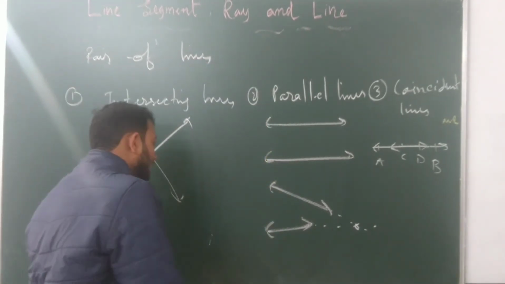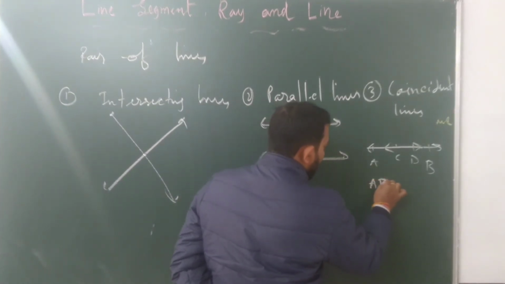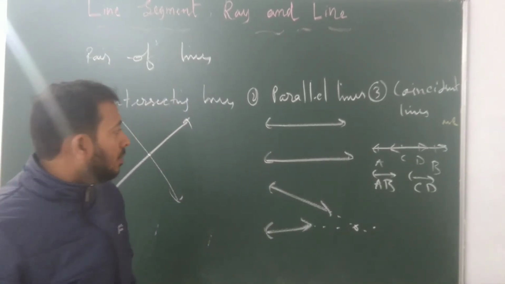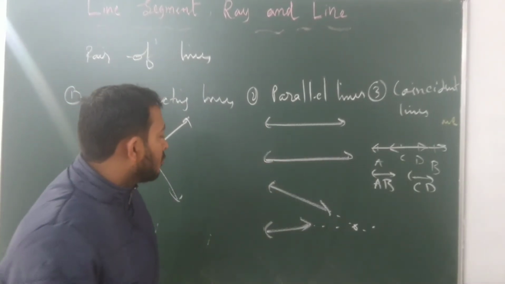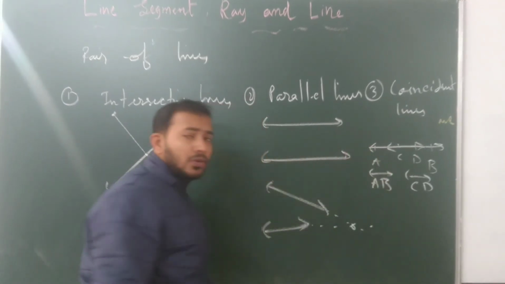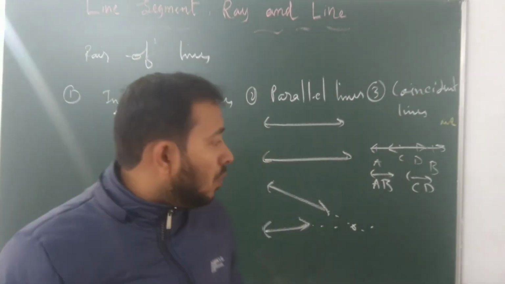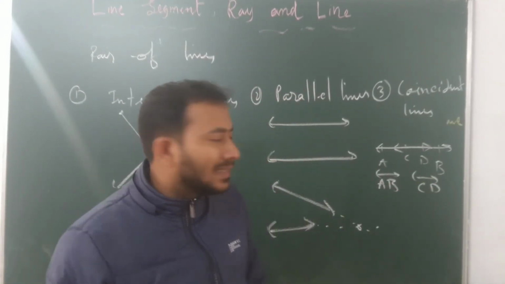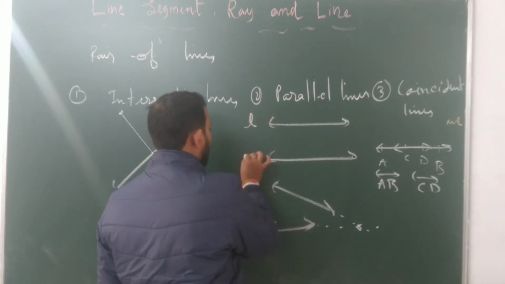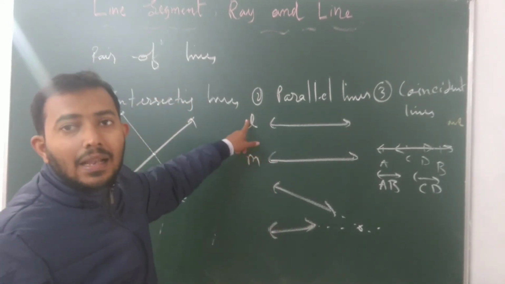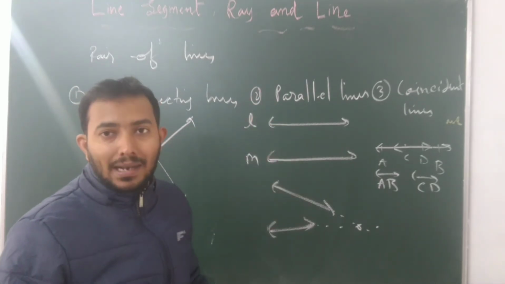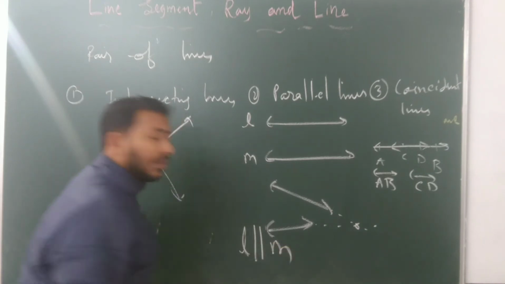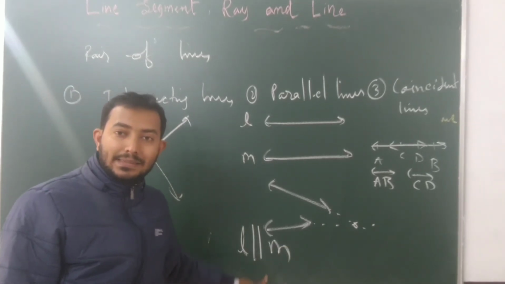So how are we going to represent it? We take AB, arrow, and CD. They are coincident lines. But for parallel lines, we have one symbol. We are going to represent it like this. See, there are two ways of representation. One is with points, you can represent the line, or another way is using a small letter, simply like L and M. They are parallel here. So here we are going to write L parallel to M. This is the symbol for parallel lines.